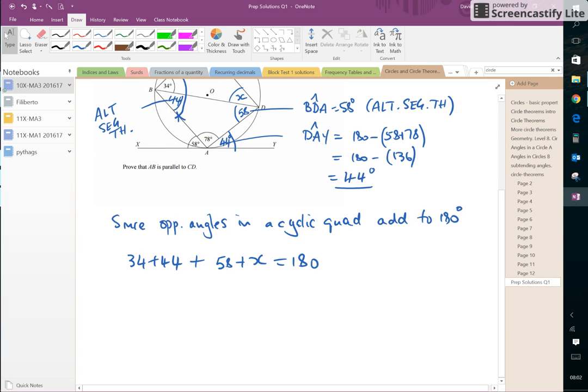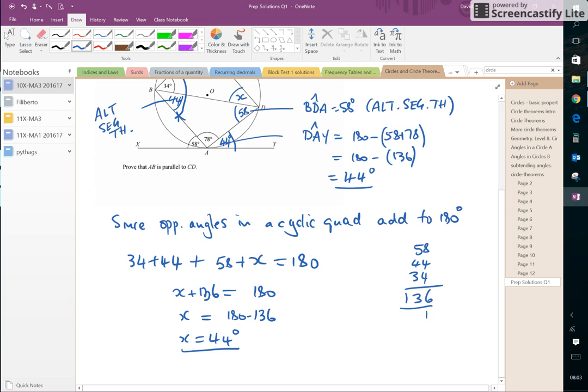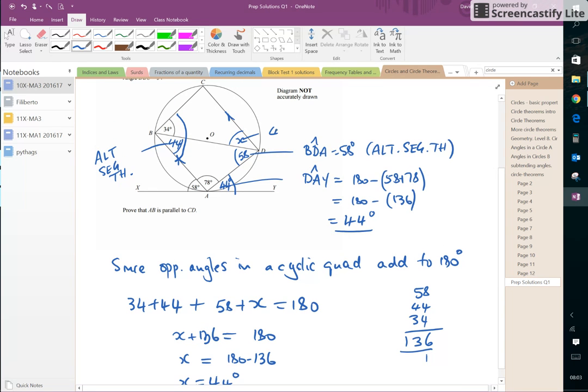And if we work out what we get here now, let's add the 58 and the 44 and the 34 together. We get 136 here. So we've got x plus 136 is 180, and then we subtract 136 from both sides, and we get 44 degrees. So that means that x here is 44 degrees, which is really what we wanted.